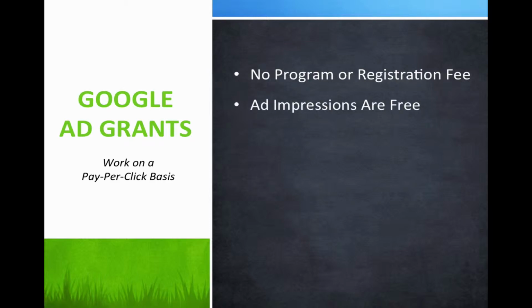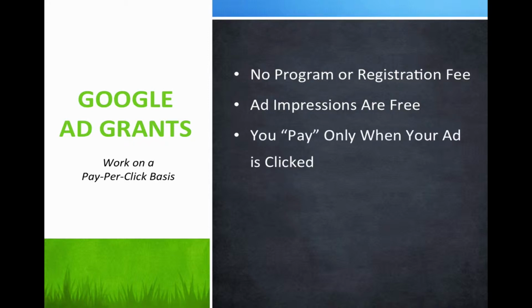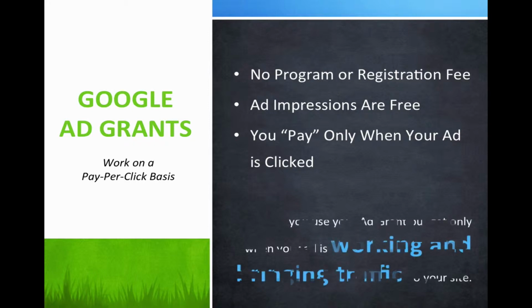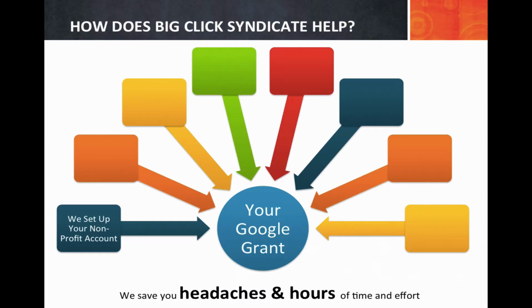Second, the ad impressions are free. You can show 10 ads, 1,000 ads, 100,000 ads. If nobody clicks on them, you're not charged anything out of your grant budget. You are only charged from your grant budget when your ads are clicked. That's right, it is a pay-per-click basis program. You can use your ad grant budget as you wish, and only when your ad is working and bringing traffic to your site is your actual budget used and utilized.